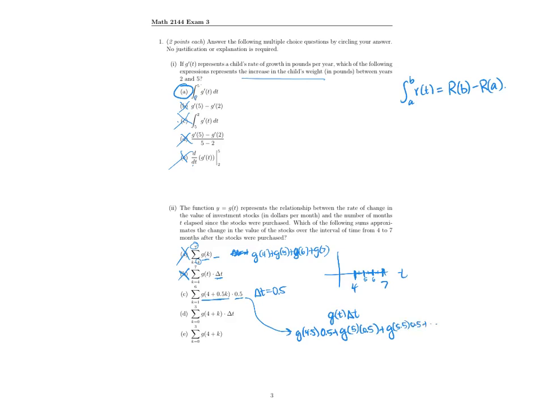0.5 plus, and where is it going to stop? When I get to k equals 6, I'll have g of 4 plus 0.5 times 6, so it'll be 4 plus 3, so I'll have g of 7 times 0.5. So that is actually going to work because that's going to be a right-hand sum. So I'm going to be computing a right-hand sum here on this.